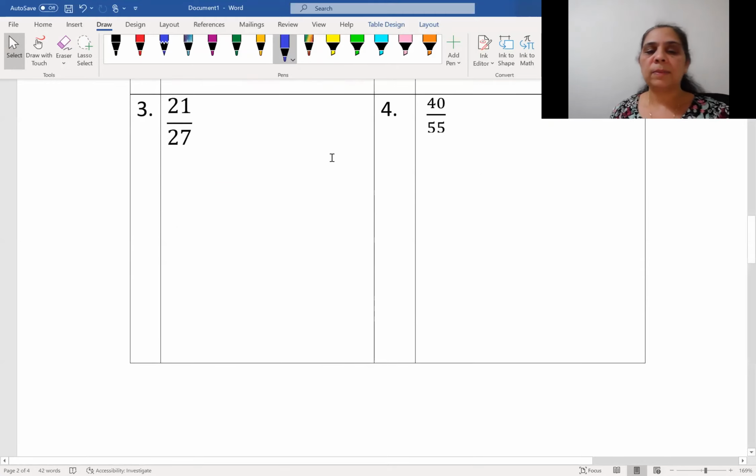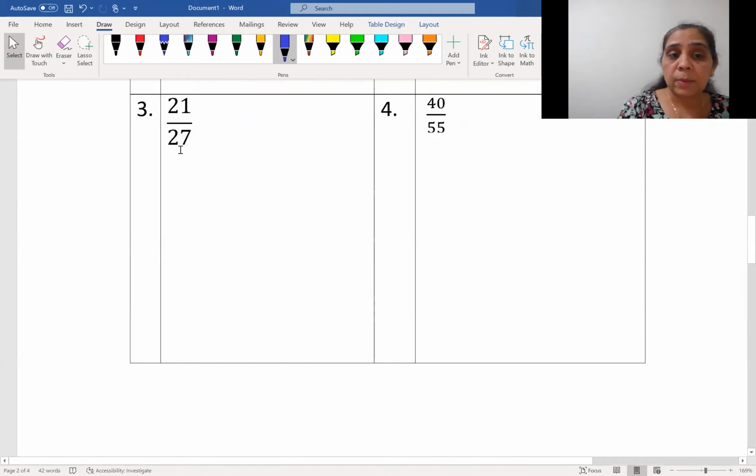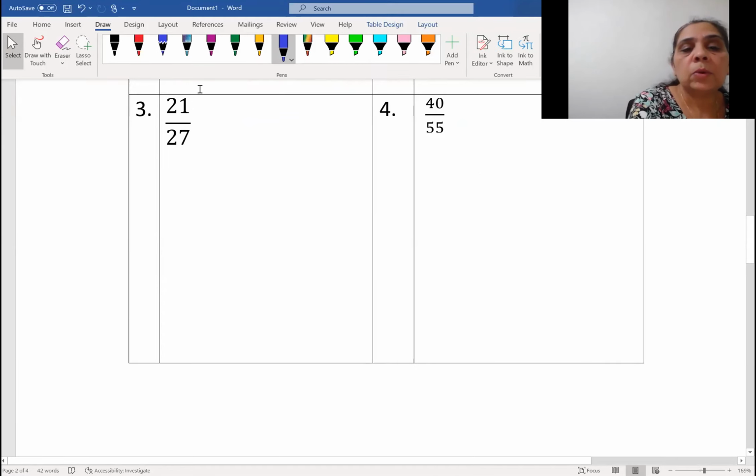Let's see the next one, 21 over 27. What is the first thing I will check? What number I can divide both of them by, right? 21 and 27. What two factors do I know about 21? I know 3 times 7. So I will check, can I divide by 3 on the bottom? Oh yes, 3 times 9, right? So I can divide both of them by 3.